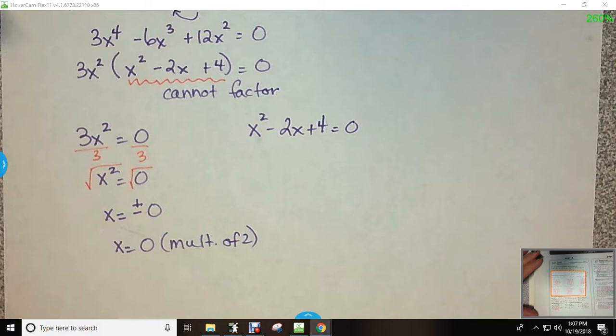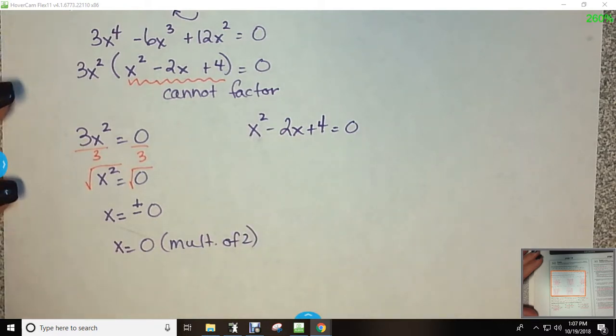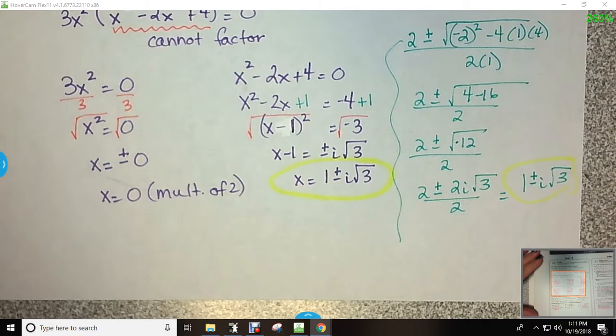So we could use the quadratic formula, but you can also do completing the square. What I want you to do is solve this by either completing the square or the quadratic formula, whichever one you want to do on your paper. I'm going to pause the video, freeze the screen, and work it both ways. Then we'll turn it back on and compare.